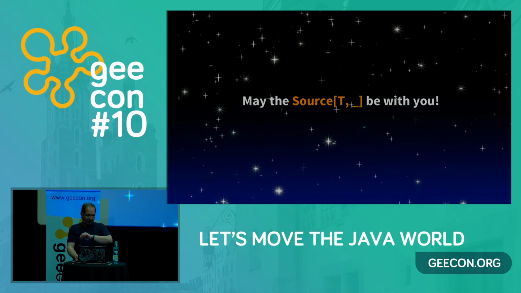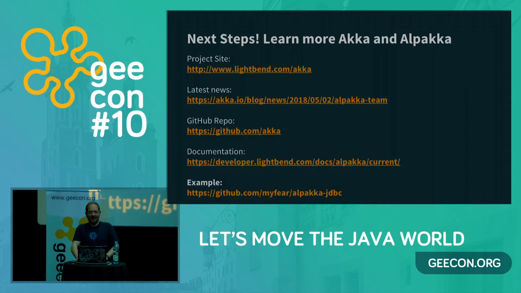May the 4th, a little bit off, but anyway, may the source in this case be with you. A couple more links for you to dive into. Of course, the Akka page on lightbend.com. More importantly, Lightbend also sponsored an Alpakka team. That news came out just 2 days ago. So there will be commercial support around the Alpakka connectors, and we'll make a lot more available over time. So the community now has an official head. Official GitHub repositories, documentation, my example again.